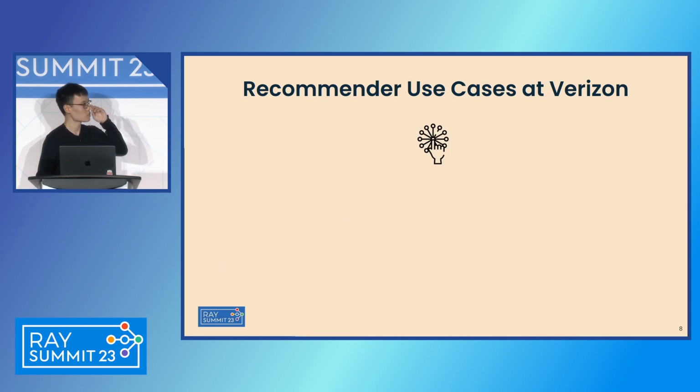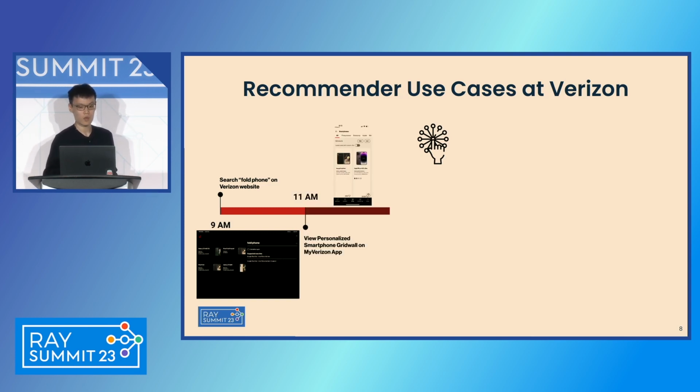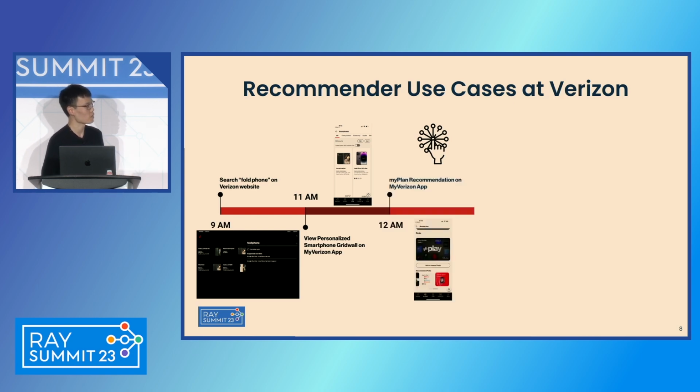And here is another view on the recommender use case, looking from the customer journey perspective. Let's say a customer starts by interacting with the website, trying to search for folding phones. Later they check things again on their mobile app, where we have personalization, showing personalized device grid walls on their phones, which can reflect their website behavior, the fold phone search behavior.